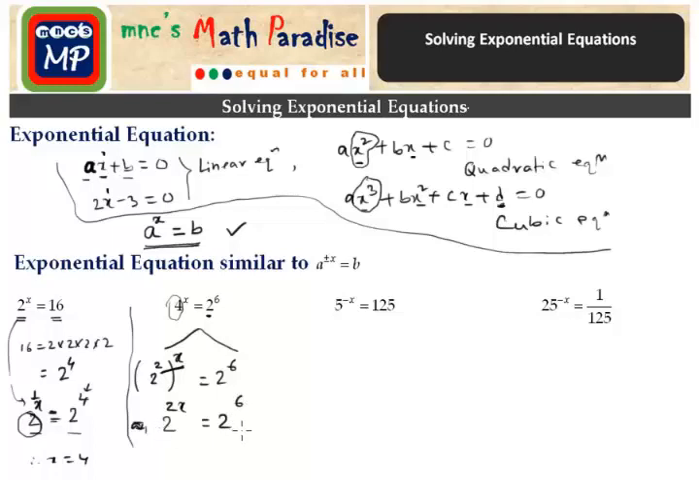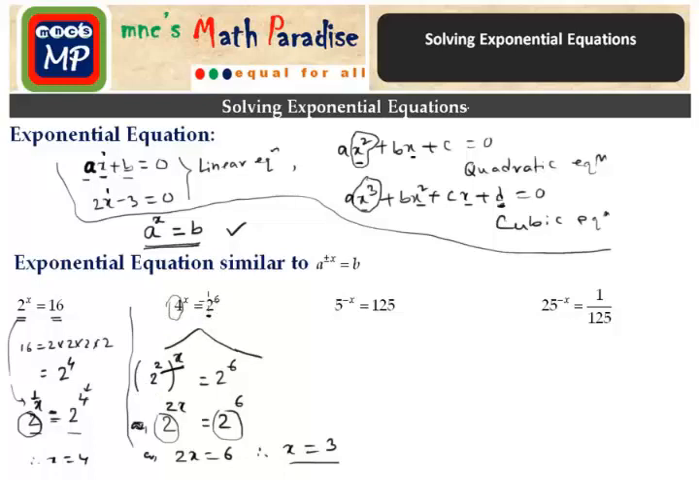So here in the left hand side and right hand side, both the bases are 2. So 2 to the power 2x equals 2 to the power 6. Therefore we can write 2x equals 6. Therefore x equals 3.